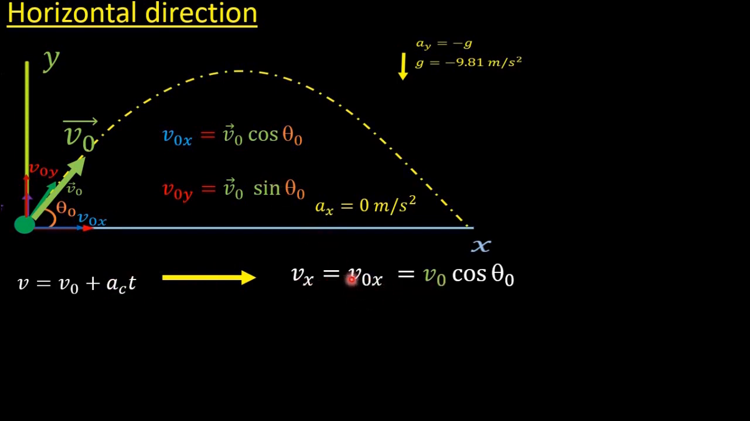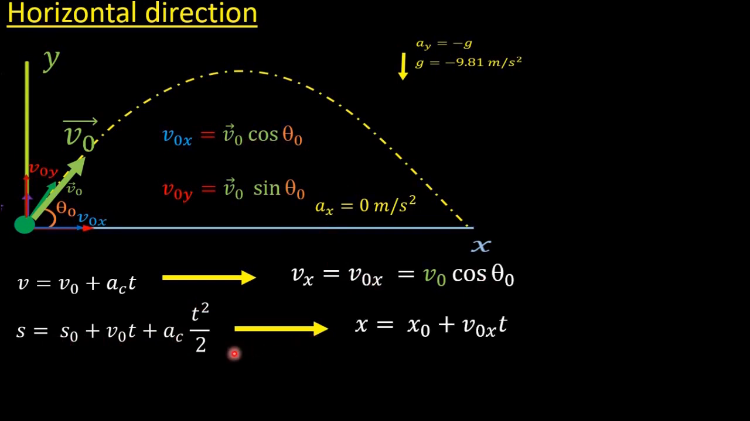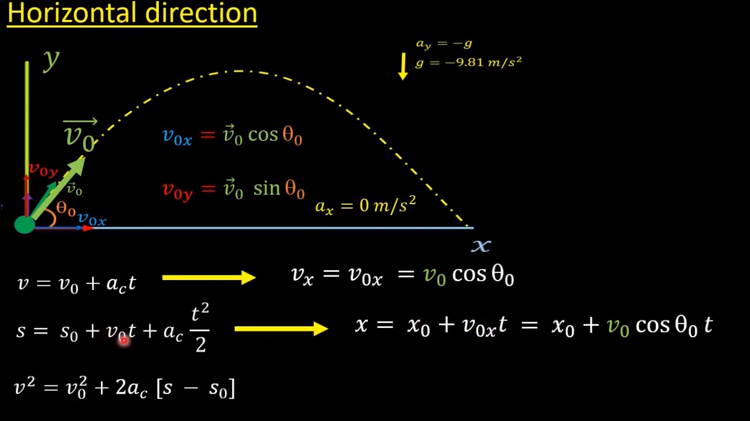So if you remember that v sub 0x was v0 times cos theta, and then we'll apply our other equation here. So again, acceleration is 0, so this term is going to disappear. And we can rewrite this as x equals x sub 0 plus v sub 0x times t. And so all I did was just replace v sub 0x with this. And then we can apply our final equation here. This whole term is going to go because acceleration is 0. And we're just going to get left with this. And then we can rewrite that like this again.